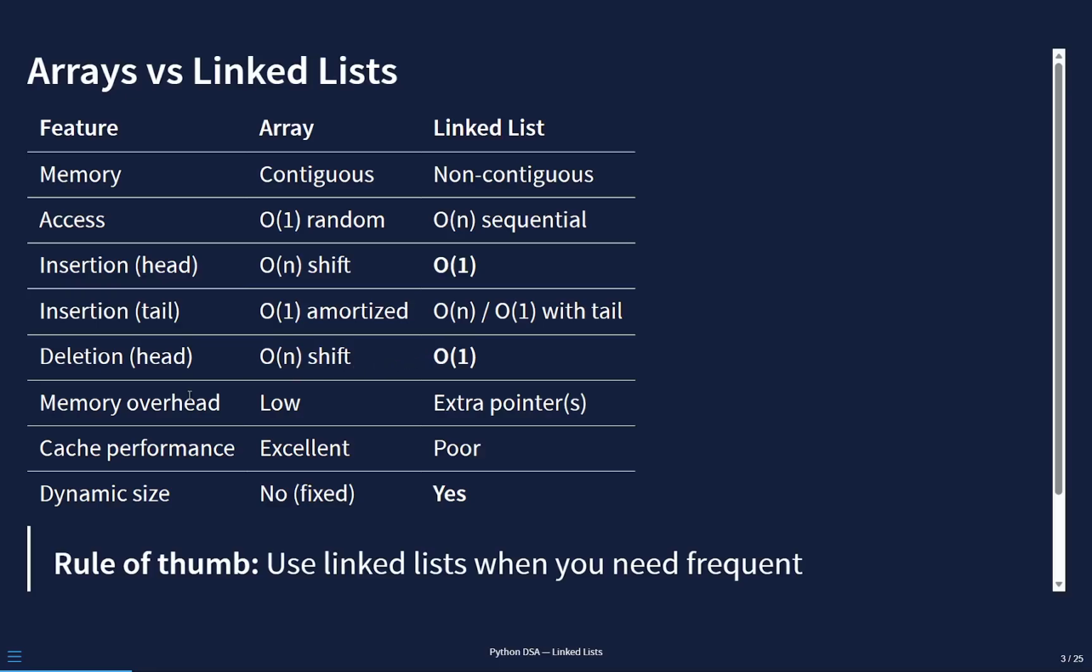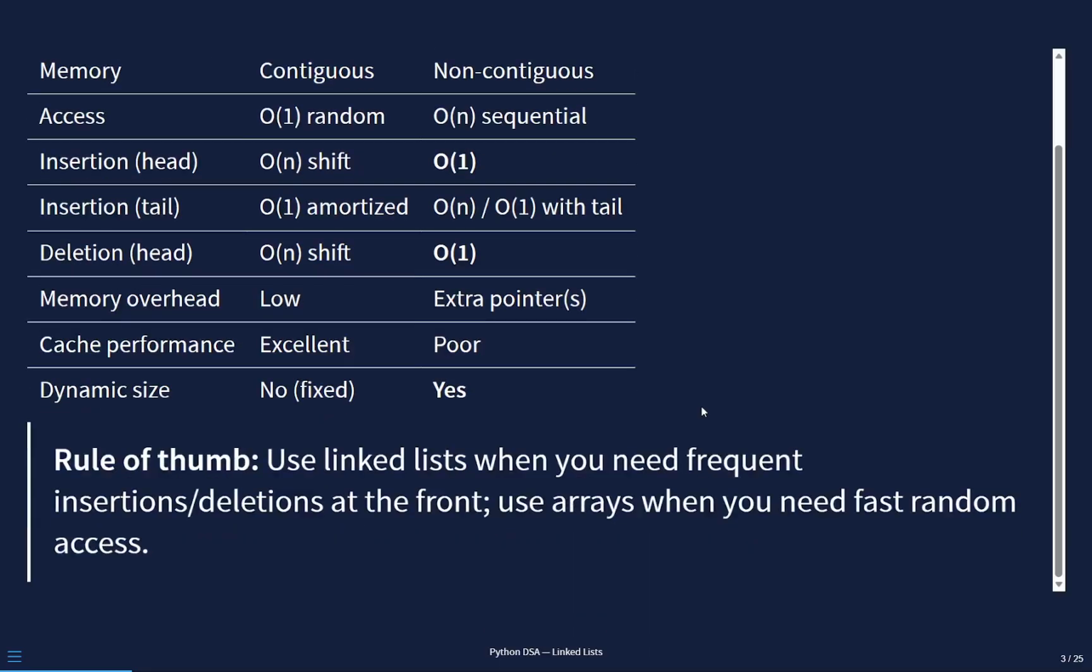Memory overhead. Arrays are lean, just raw data. Linked lists pay a price. Each node carries one extra pointer. Doubly linked lists carry two. Cache performance. Arrays are cache-friendly because their elements are contiguous. Linked lists scatter nodes across memory, which can cause cache misses and hurt performance in practice. The rule of thumb is this. If you need fast random access, use an array. If you need frequent insertions and deletions, especially at the front, a linked list is your friend.